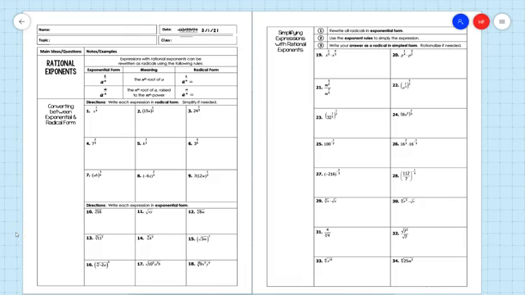Hey guys, so today we will be converting between exponential and radical form. That just means that either we have an exponent with a fraction or we are writing it as a radical.